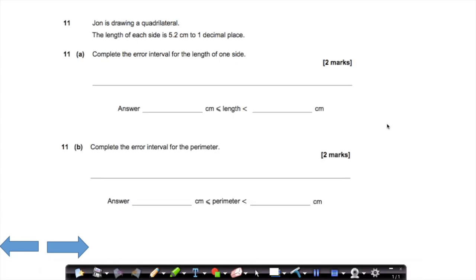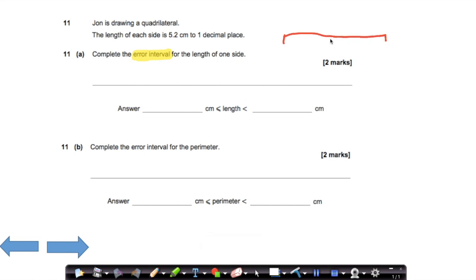Okay, so moving on to question 11. John is drawing a quadrilateral. The length of each side is 5.2 centimeters to 1 decimal place. Complete the error interval for the length of one side. So the error interval is a clue as to what section of the curriculum we might be talking about. Error intervals, we are talking about accuracy.